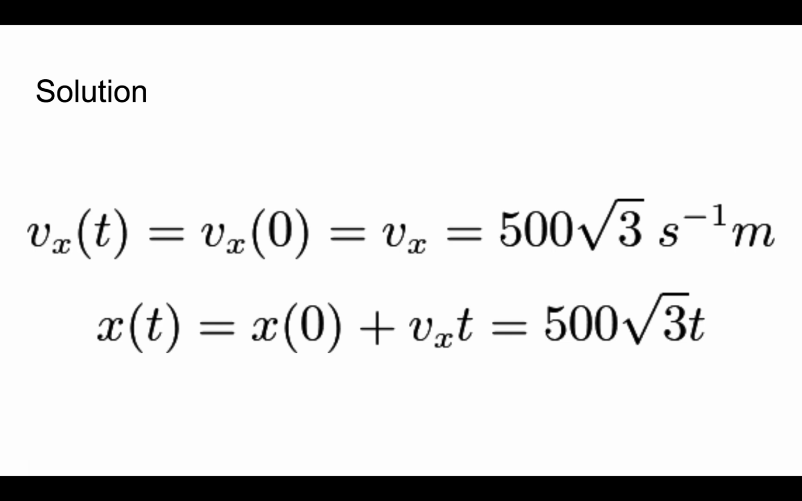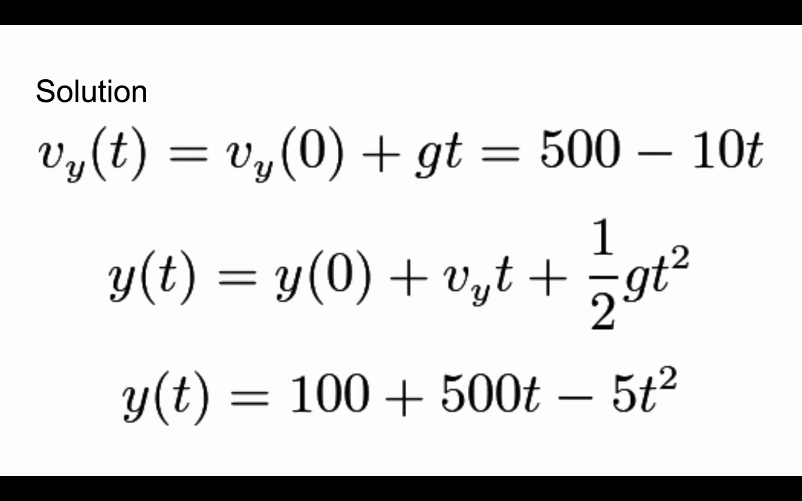Now we're looking at the x component here. Again, velocity in the x direction is a constant because there's no acceleration in the x direction. So it's always 500 root 3 meters per second. And so position in the x direction, or just x to be simple, is the initial x position plus velocity in the x direction times time, which is 500 root 3 times time, because x of 0 is equal to 0.